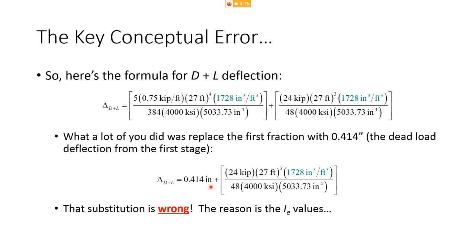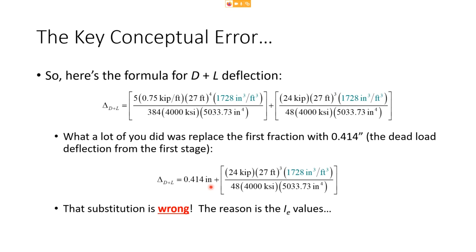Now, we have a lot of social distancing going on, so you can't quite get somebody else to do this. You have to do this to yourself. But whenever you feel yourself wanting to do this, don't do that. That is wrong. That substitution is not correct. You can't use the dead load deflection from stage 1 as a shortcut for stage 2.